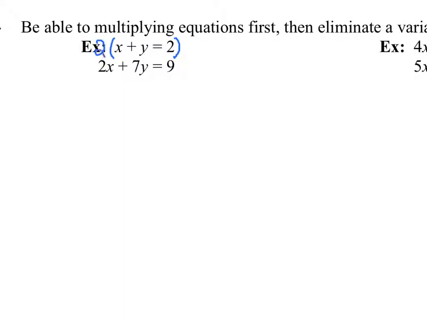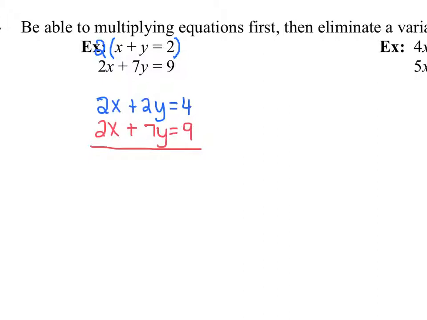So I'm going to multiply the top equation by 2. And what that's going to get me is 2x plus 2y equals 4. And don't forget to also multiply this number by whatever you're multiplying by. A lot of people forget that. The second equation that I had, 2x plus 7y equals 9, I don't have to change that one because they already have matching coefficients.